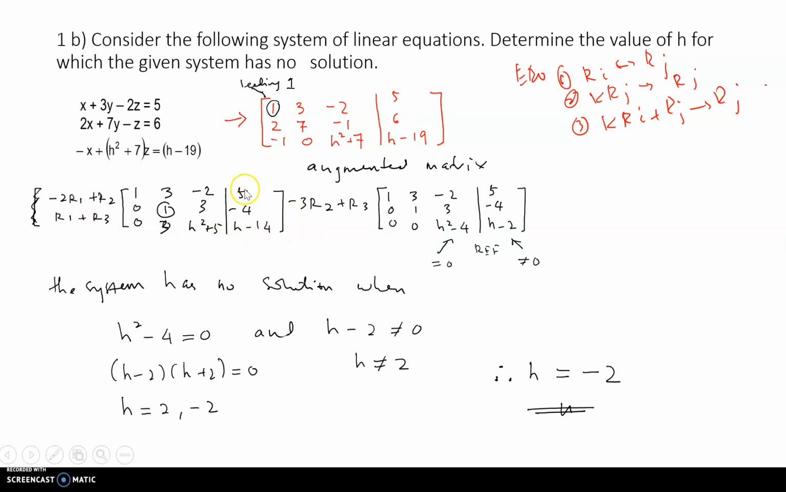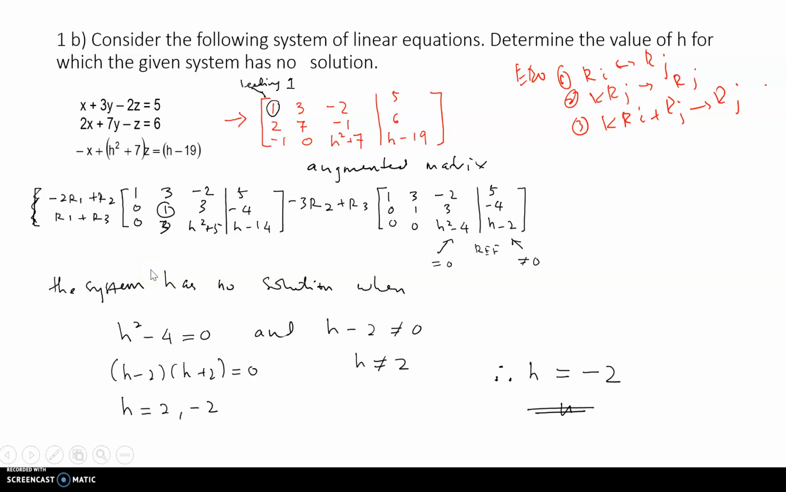So next, row 2: yes, we have a leading 1 here. So you have to zeroize the number 3 by applying this formula: negative 3 multiply with the row that has a leading 1, which is R2, plus R3, changes in R3. So this is the final row echelon form, or sometimes we call it the row echelon matrix.